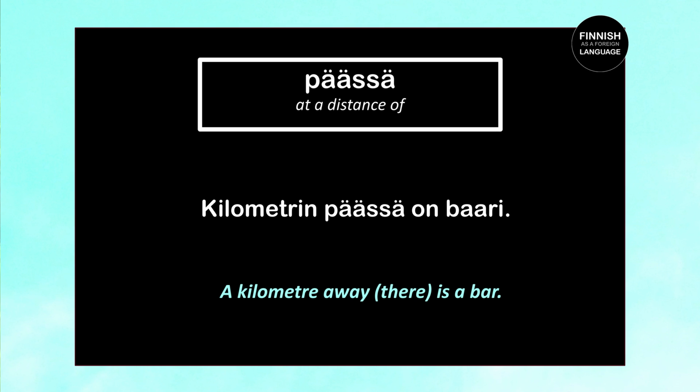Next one. Päässä means at a distance of. Here's one example. Kilometrin päässä on baari, means a kilometer away there is a bar. So kilometrin is the genitive case of the word kilometri, which means kilometer. Here it's standing in a genitive case because it's followed by the postposition päässä, which means in a distance of. And baari means bar. So let's repeat. Kilometrin päässä on baari, means a kilometer away there is a bar.